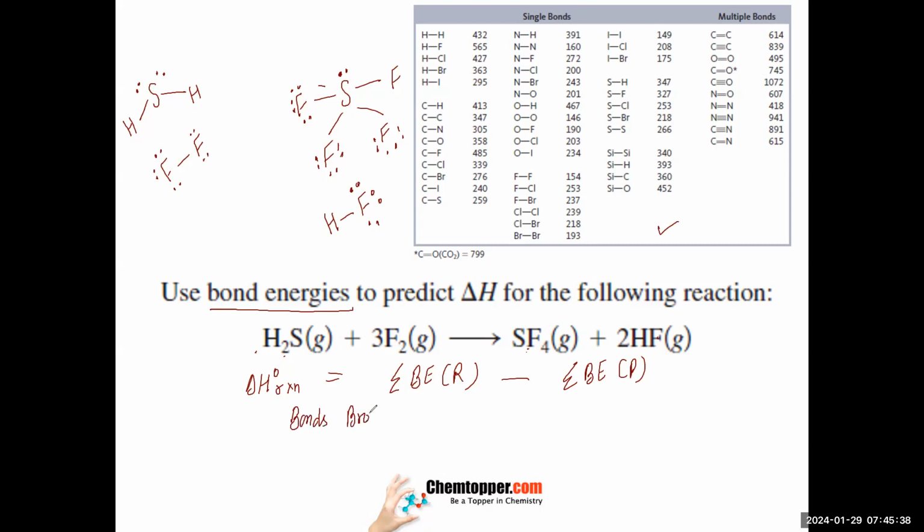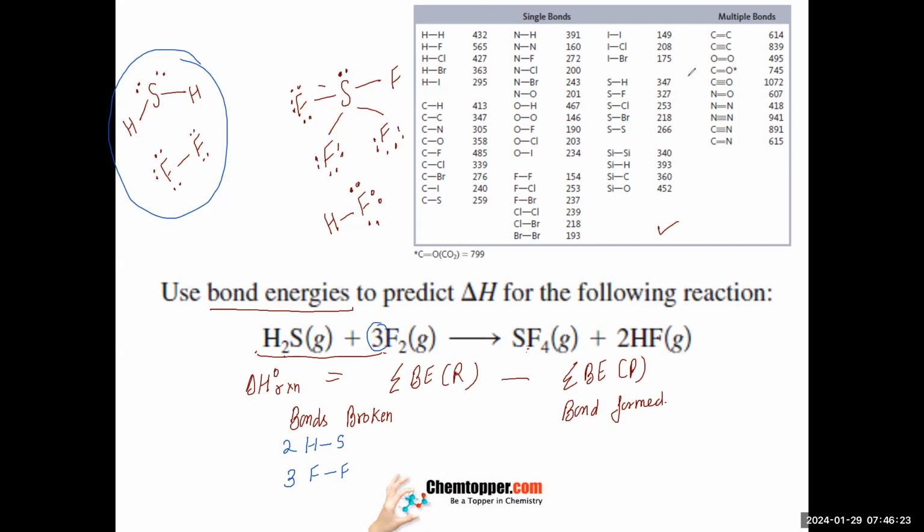Bonds broken. This is the last question we are doing on bond enthalpies, and bonds formed. Lewis dot structures are there already. Yes, bonds broken. On the reactant side, what are these? Yes, please look at this. What are the bonds broken? Answer, please. Yeah, H-S. How many H-S bonds? Two. How many F-F bonds? Three.